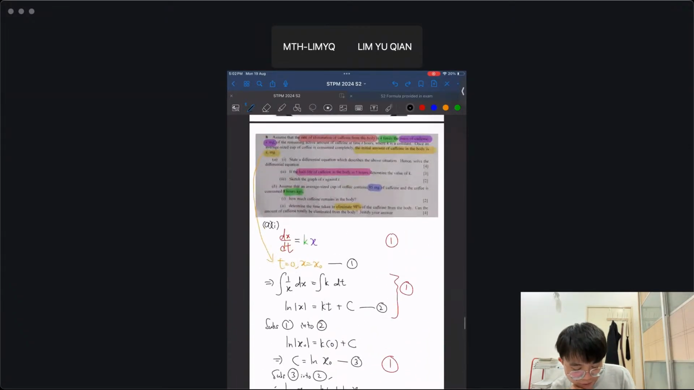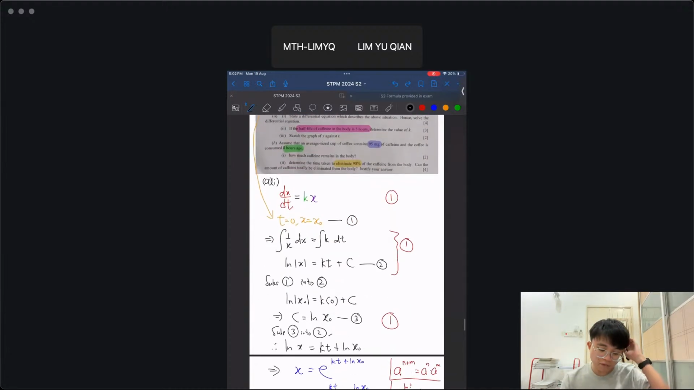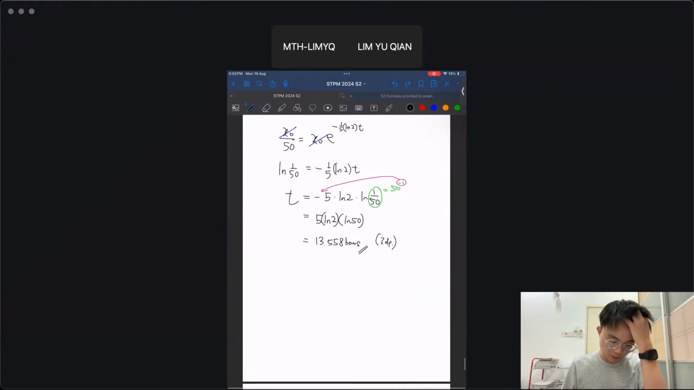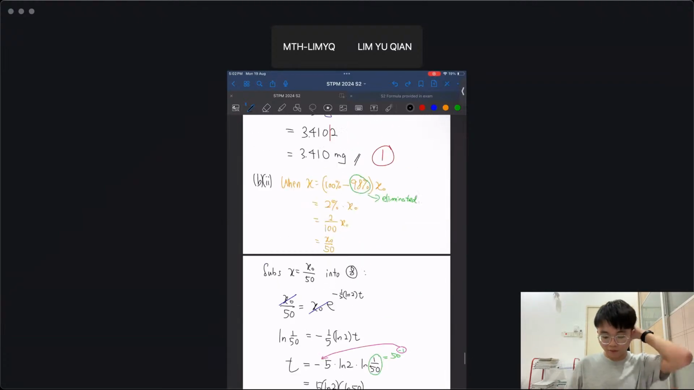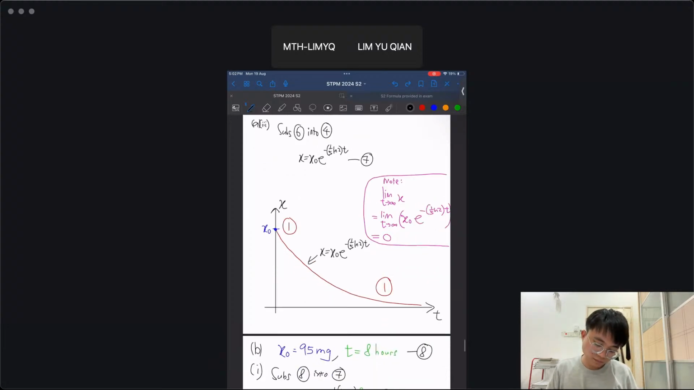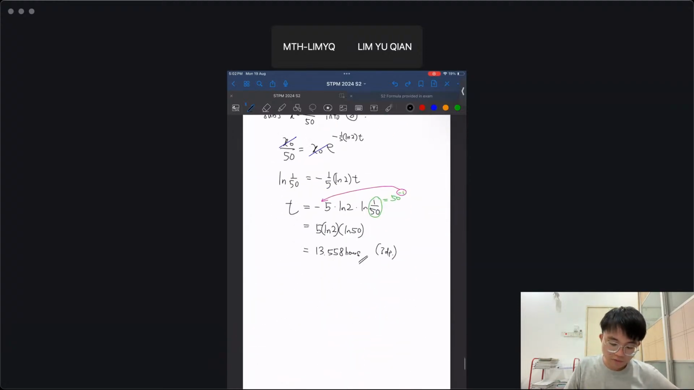But we haven't answered the last part. Can an amount of caffeine totally be eliminated from the body? Justify your answer. If totally eliminated, ln would be 0. As you can see from the graph, it will never touch the x-axis. From the graph, x will never touch the x-axis, or never be equal to 0, but it will approach 0. This is what you have to tell.